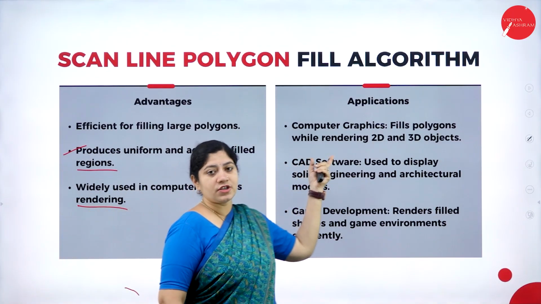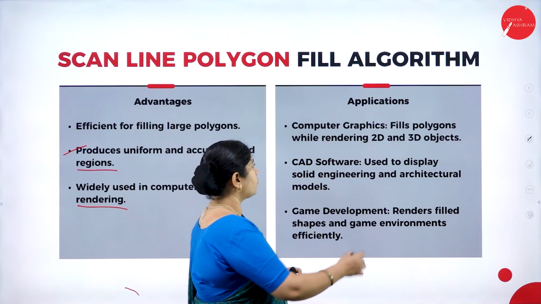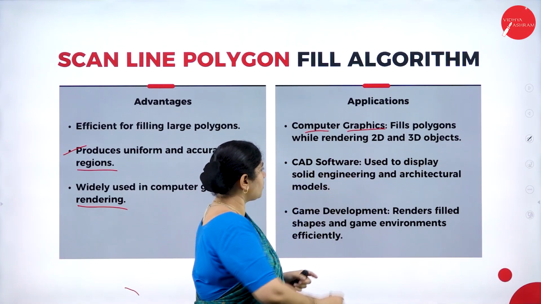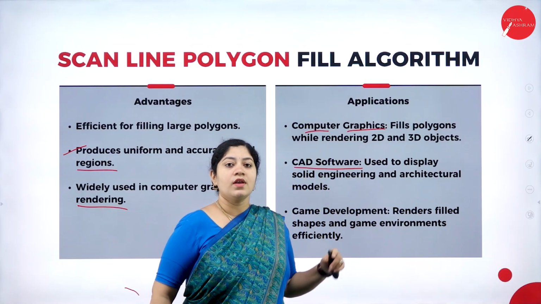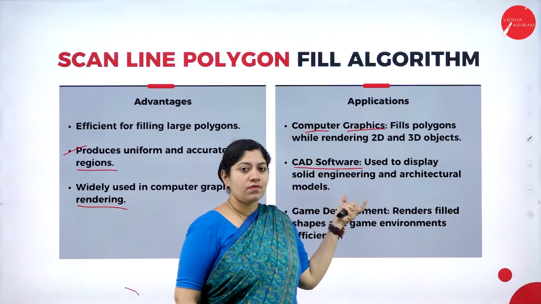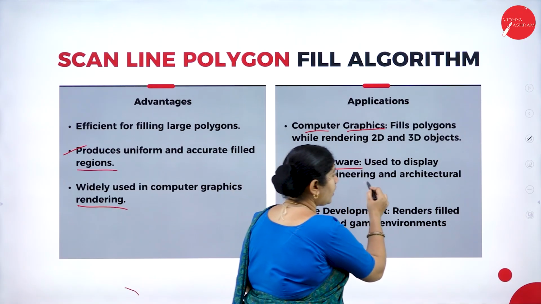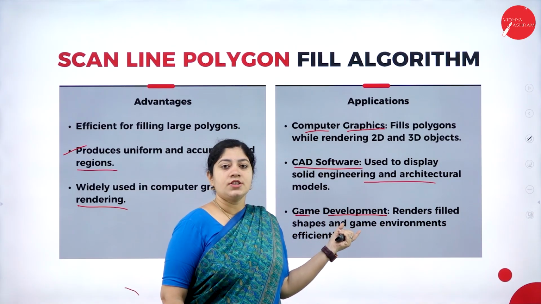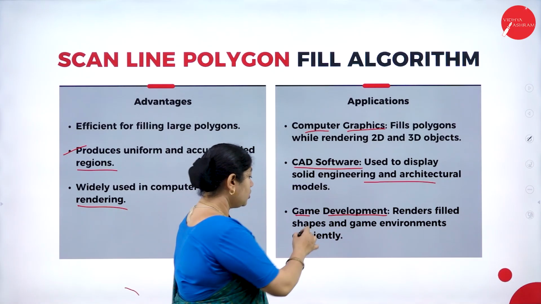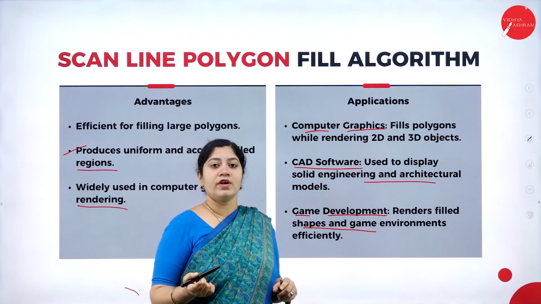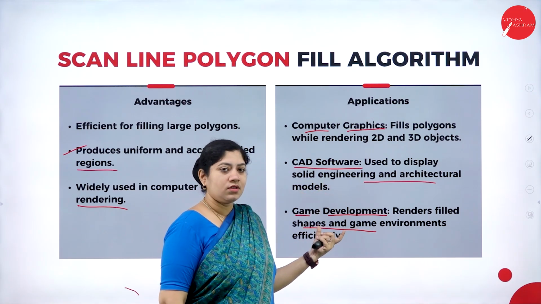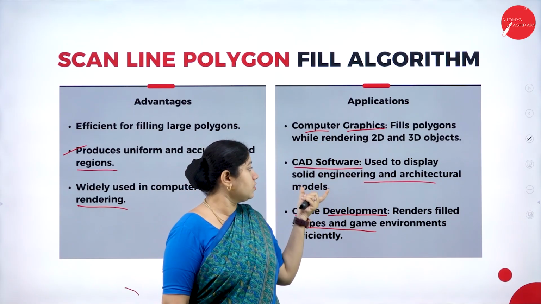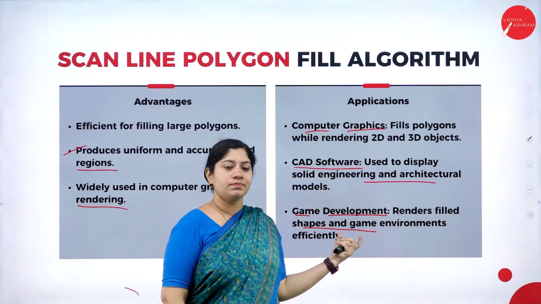Next, let's see the applications. The first application is in computer graphics, where it is utilized in rendering 2D and 3D objects. The second application is in CAD software, where this algorithm is used to display solid engineering and architectural models. The third is in game development, where it is utilized to render shapes as well as the gaming environment efficiently. So these are the various applications: computer graphics, CAD software, and game development.